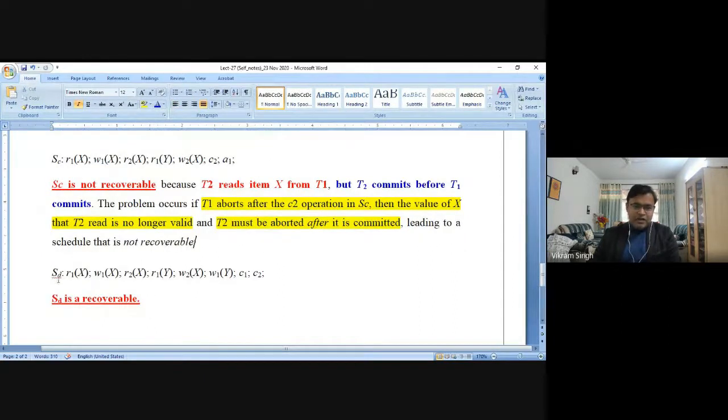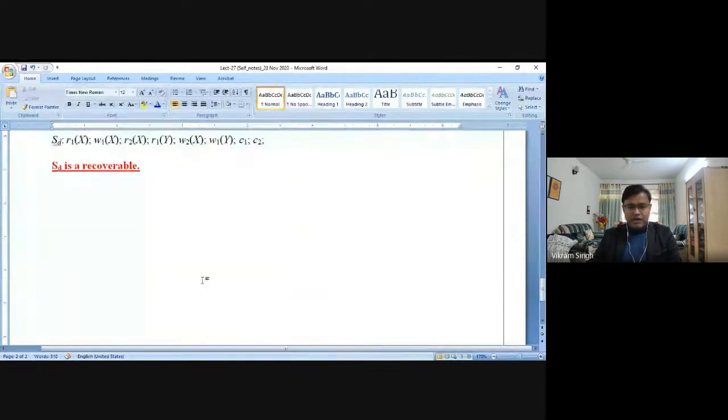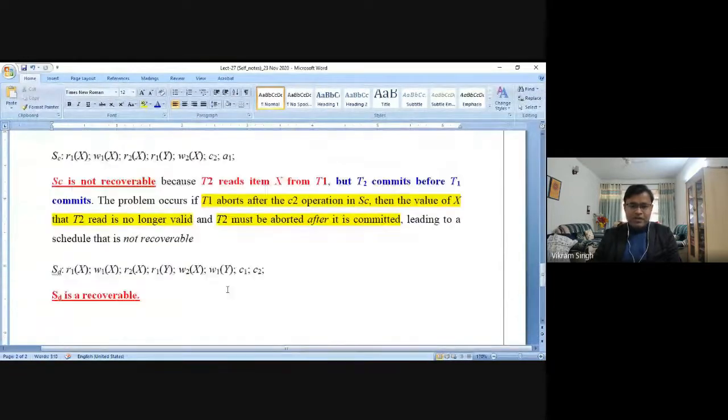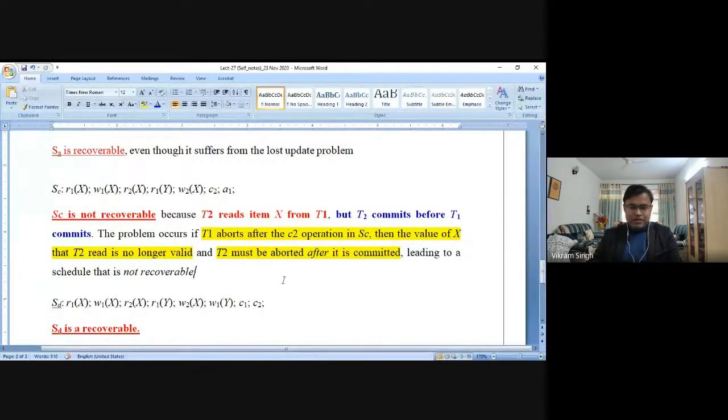Similarly, there is a schedule with R1X, then W1X, both from transaction T1. Then we have R2X and R2Y and W2X and W2Y, and we have the commits of both. So it is naturally in a recoverable state because we have not got any failure or any reasons for failure, right? So with this, I'm closing today's class. It is a short class, but we have covered all the possible definitions which indicate whether a schedule is recoverable or not, right?